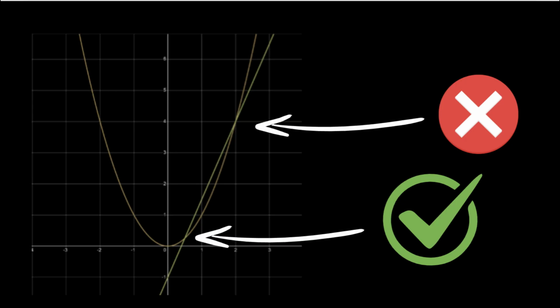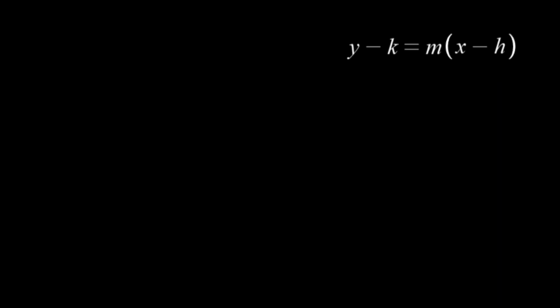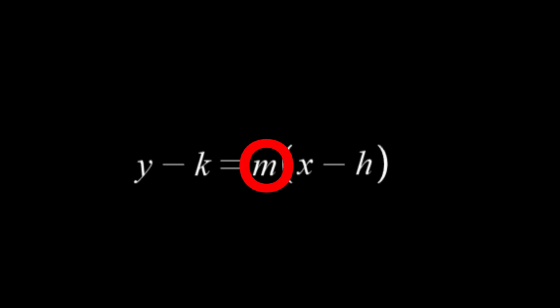But how would we do this? Well, let's think about the point-slope form for a second. You should be pretty familiar with this form. In this case, h is 0.5 and k is f of 0.5, so 0.25. But what we really care about is m. You see, the m is the slope of the tangent line, which is also the derivative.